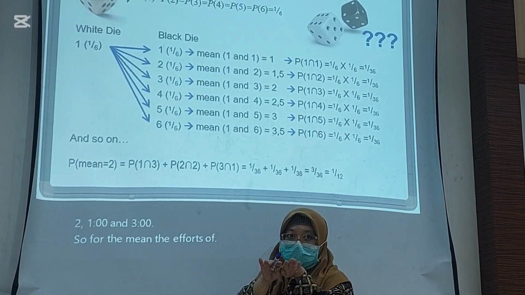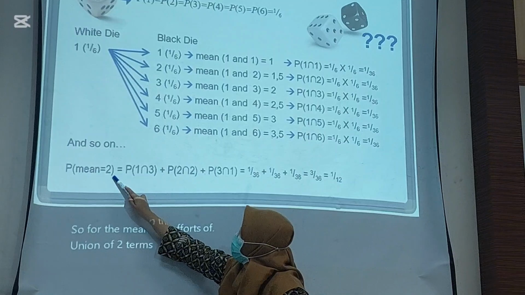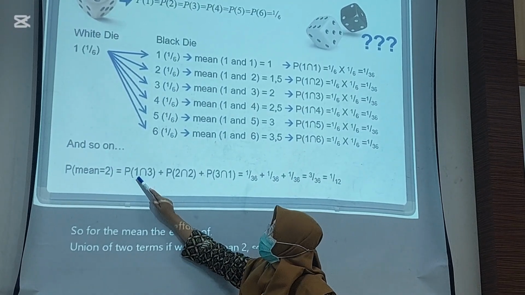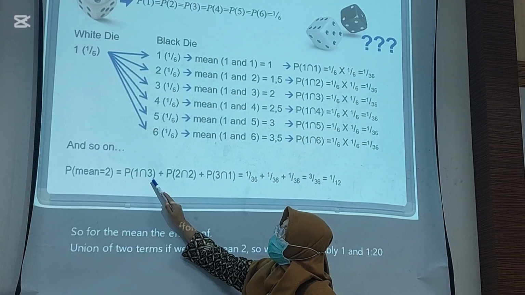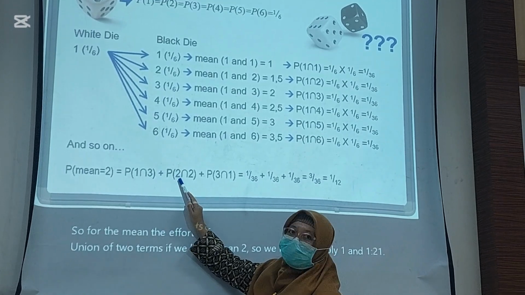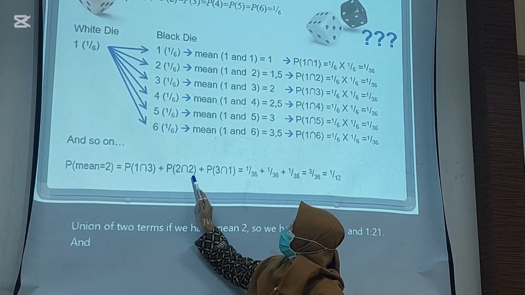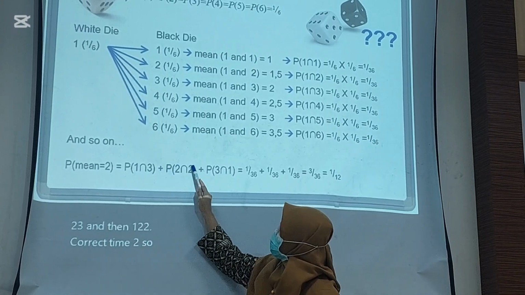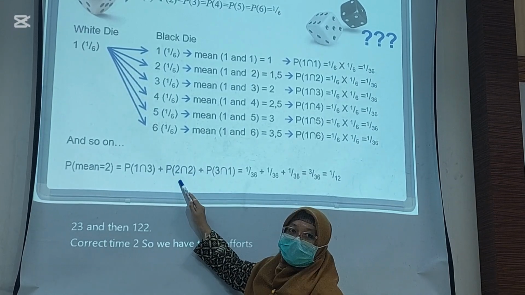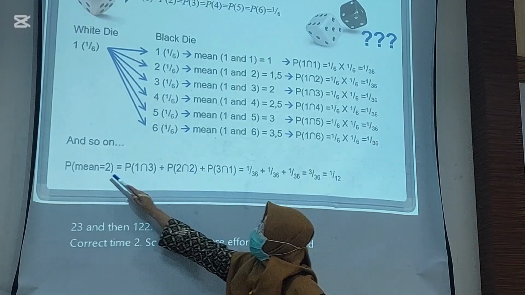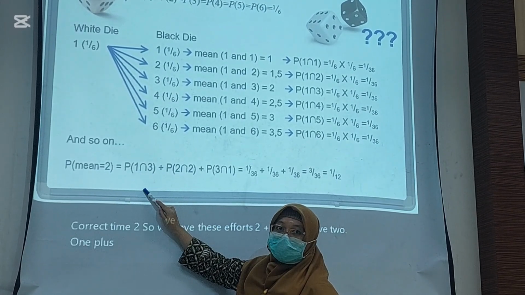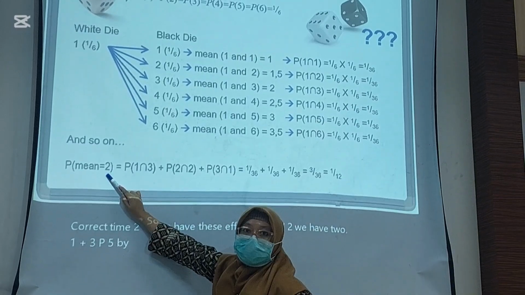For the mean, the average of the two dice, if we have mean 2, we have white die 1 and black die 3, and then white die 2 and black die 2. So we have this average, 2 plus 2 divided by 2, we have mean 2. 1 plus 3 divided by 2, this is mean 2.